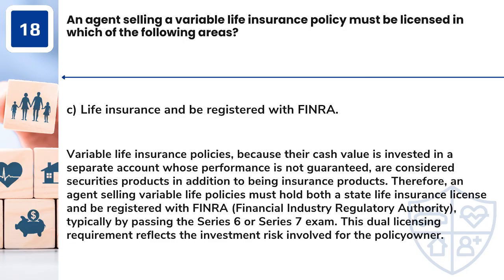Answer: C. Life insurance and be registered with FINRA. Variable life insurance policies, because their cash value is invested in a separate account whose performance is not guaranteed, are considered securities products in addition to being insurance products. Therefore, an agent selling variable life policies must hold both a state life insurance license and be registered with FINRA, Financial Industry Regulatory Authority, typically by passing the Series 6 or Series 7 exam. This dual licensing requirement reflects the investment risk involved for the policy owner.